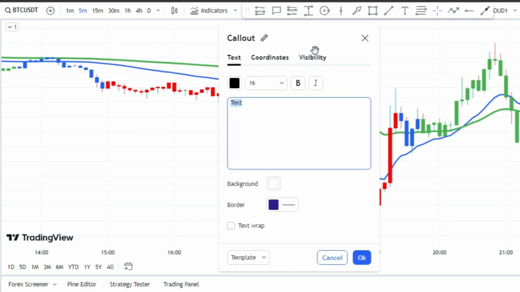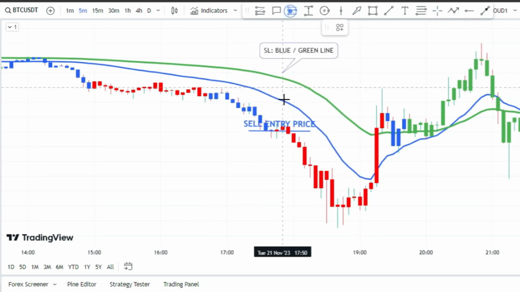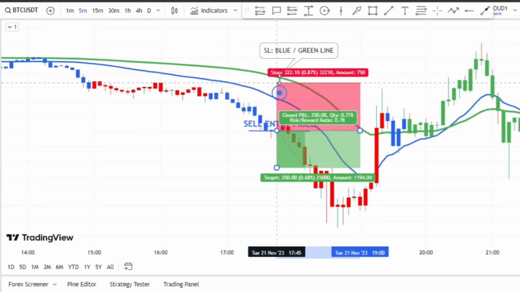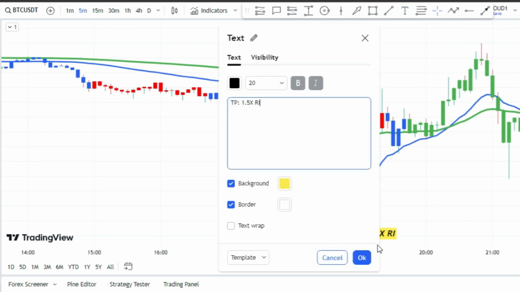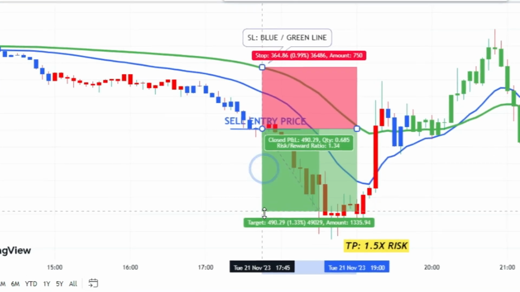Setting a stop loss is just as easy. You can hitch your wagon to either the green or blue line. Then, aim to set your trade target at 1.5 times the risk amount.